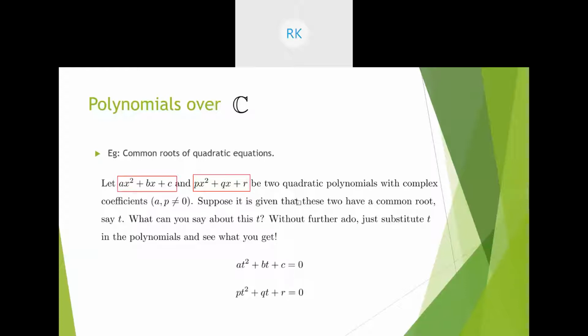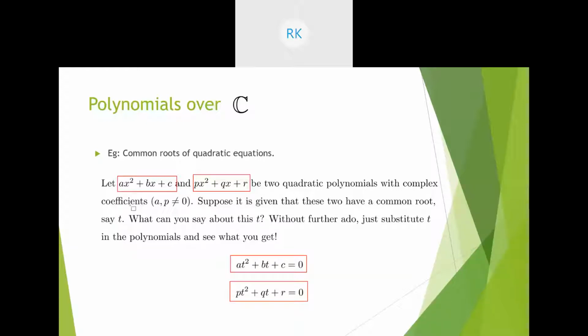Let us call it t. What can you say about t? So without thinking too much, just substitute t into the polynomials and equate it to zero. This is basically where we are adopting the definition of polynomial as a function. So you get two equations like this, right? at square plus bt plus c equal to 0 and pt square plus qt plus r equal to 0.